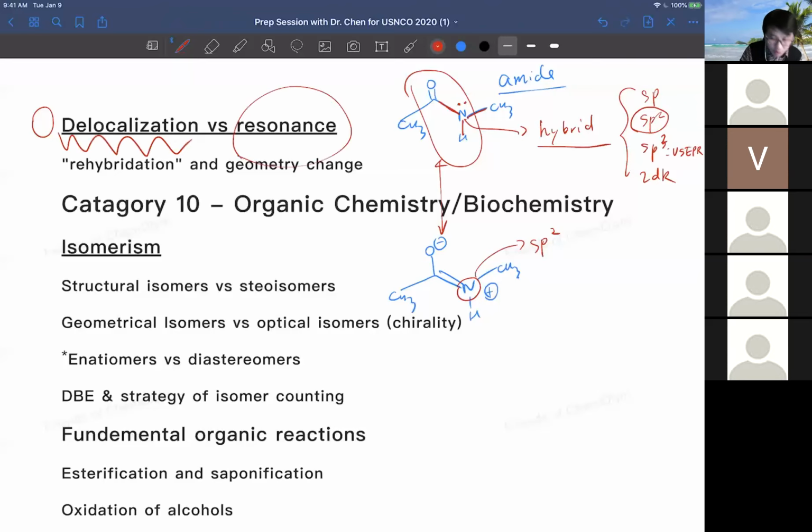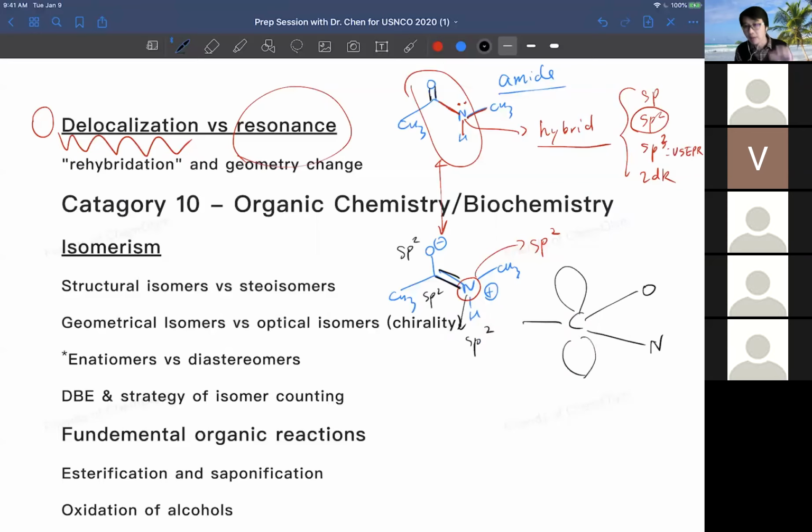Because the resonance actually is the localized bond, which means the double bond is either between the C and O or between the C and N, right? But the delocalized bond wants to say that actually all of these three atoms, oxygen, carbon, and nitrogen, are all sp2. So if I focus on the sp2, all of them have a planar structure, and each of them will have an unhybridized p orbital.